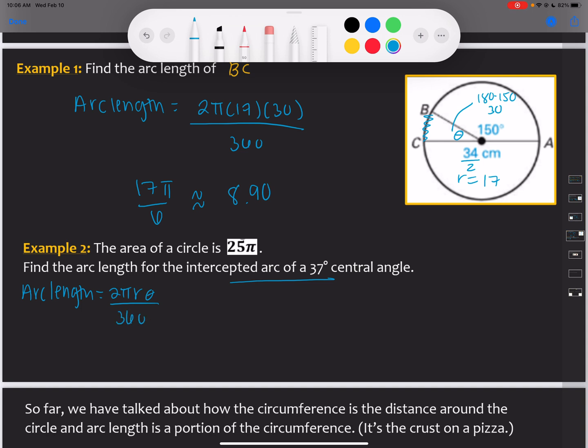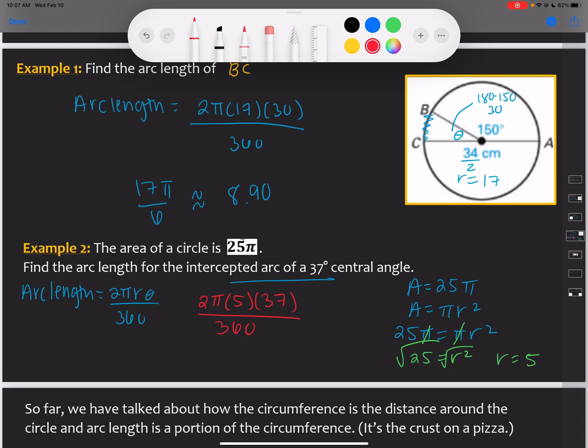But if I know the area of the circle is 25 pi, and area is pi r squared, then I can set 25 pi equal to pi r squared, and I can cancel out the pi's, so 25 equals r squared. Find the square root. R is 5. And then I can just go ahead and plug my values in just as I would before. So 2 times pi times 5 times that intercepted arc of the central angle, 37, over 360.